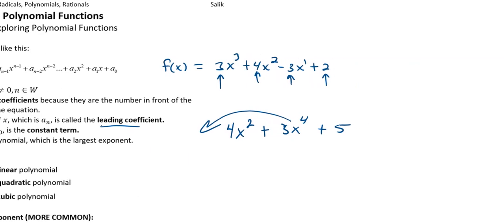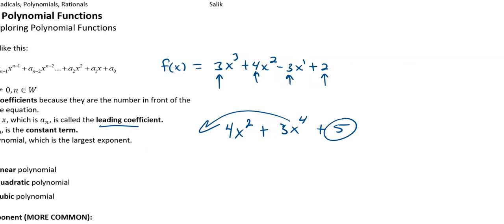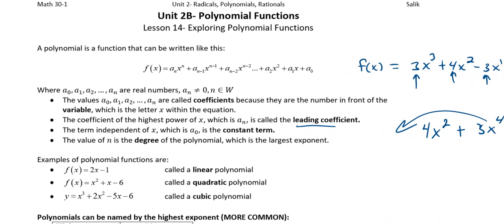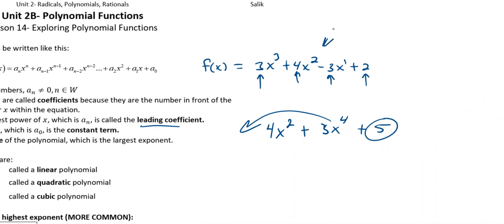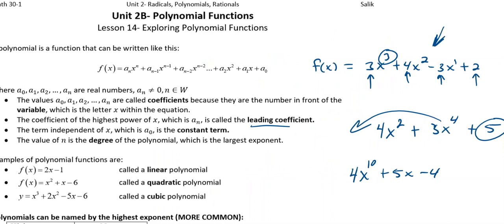Your constant term is the one that doesn't have a variable attached to it. It's always 5. It's not going to change. It's not going to be multiplied by some other variable. And the highest value of n in our expression is considered the degree of the polynomial. So we would say this is a degree 3 polynomial. If we had 4x to the power of 10 plus 5x minus 4, that would be a degree 10 polynomial. That's got to be the highest one.